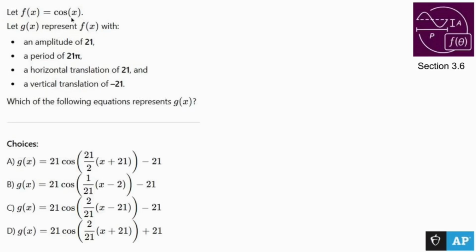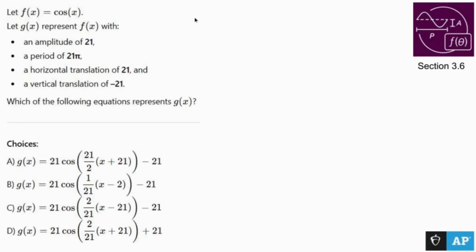Let f of x equals cos x. Let g of x represent f of x with an amplitude of 21, a period of 21 pi, a horizontal translation of 21, and a vertical translation of negative 21. Which of the following represents g of x?